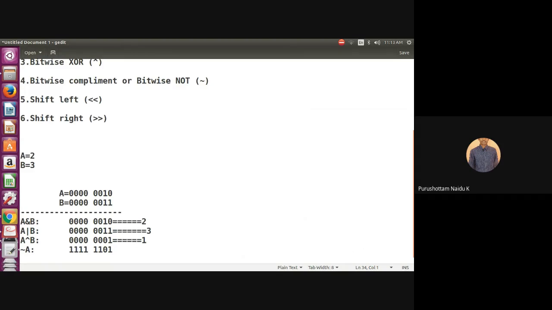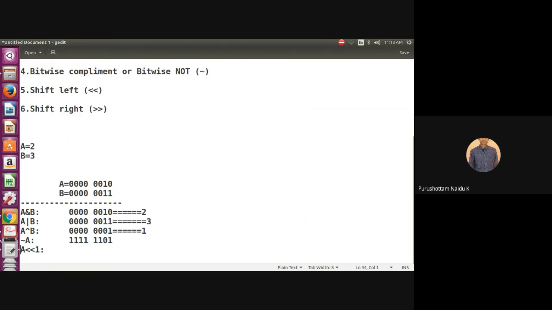Okay, so now that is the bitwise complement operator. Again, if you want to perform A shift left, for example, one digit. So shift left one means the leftmost bit is discarded, and 0 is added to the rightmost. This is the leftmost bit. This bit is discarded, add 0 to here.